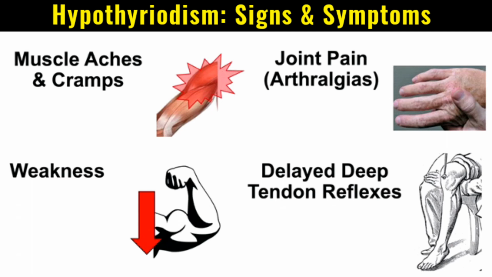So again, a way to remember some of these is by that mnemonic we used before. Thyroid hormones are involved in increasing or regulating movement. So you can see issues with muscle cramps, joint pain, weakness, and delayed deep tendon reflexes.